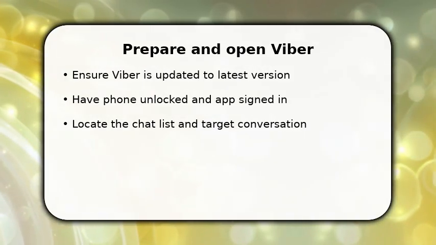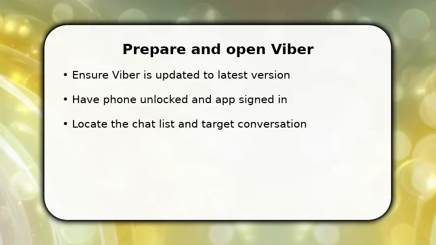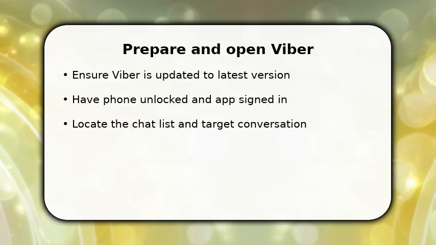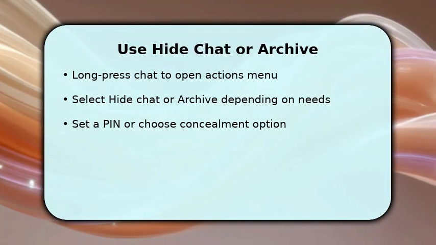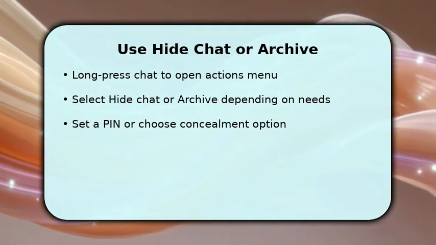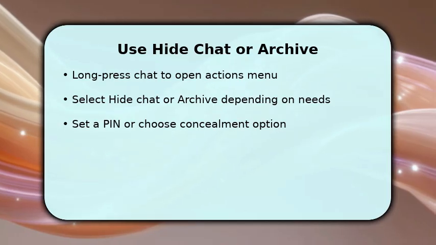Now long press that conversation to reveal the contextual menu so you can move quickly into the hide options without losing the thread. You'll now long press the chat and select Hide Chat from the menu. If hide isn't visible, choose Archive to keep it out of sight temporarily.